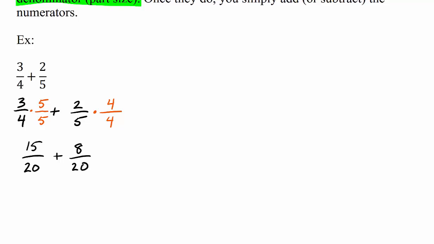Now they have a common denominator. And so because they have a common denominator, I can now add those pieces together. So 15 over 20 plus 8 over 20 is going to be simply just add the numerators to get 23 over 20. Then I look to reduce. 23 and 20 do not share any common factors. So this is in simplified form.